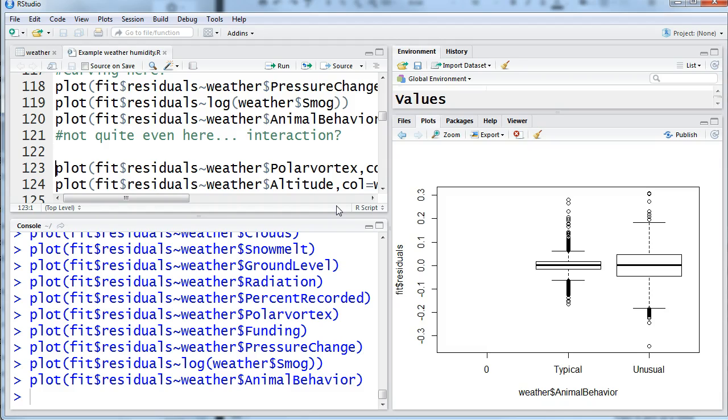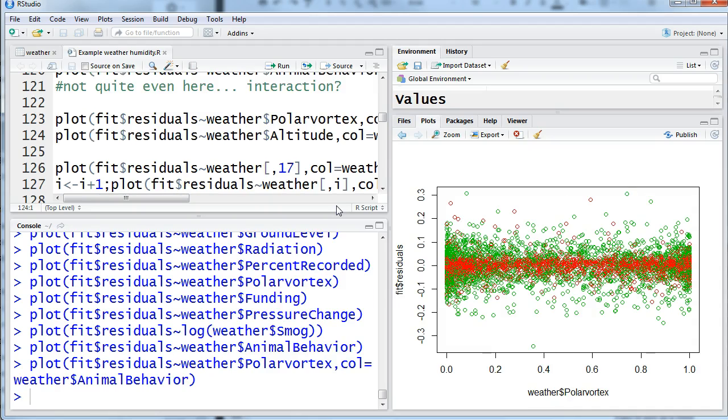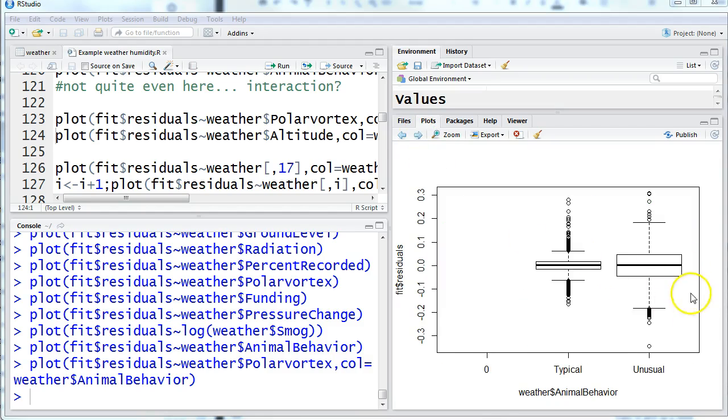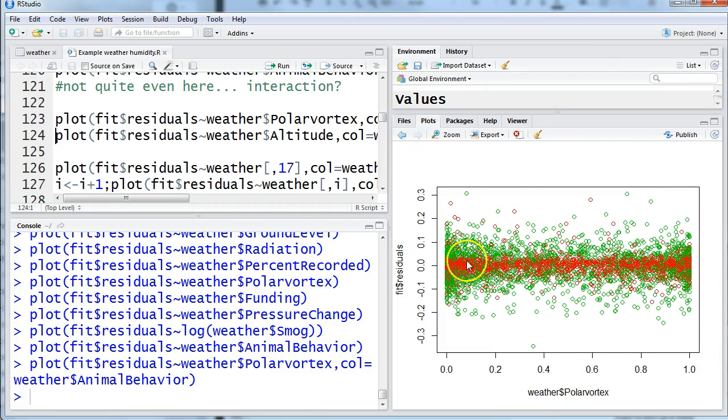For example, we looked at polar vortex being funny. Here's polar vortex colored by animal behavior. Remember how I said there was a band in the middle? That's the skinny animal behavior. The wider one must be unusual, because unusual was the wider band. So unusual and typical. But is there an interaction here? Does polar vortex change depending on which animal behavior we're talking about? And the answer is no. It seems to go straight across no matter what it is.